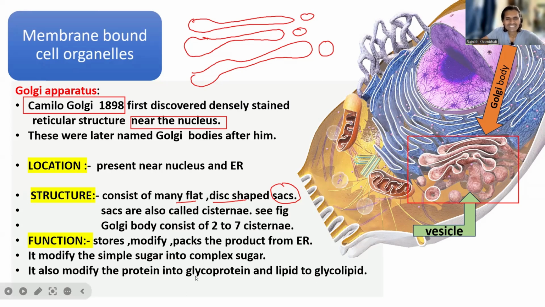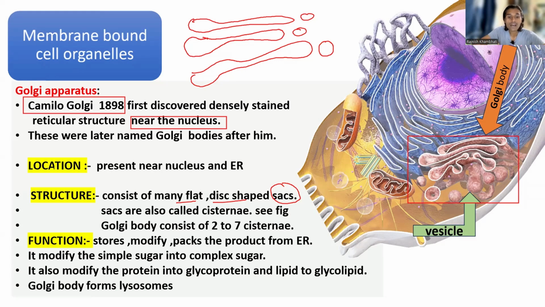Basically these two things: protein to glycoprotein and lipid to glycolipid. Actually, it is adding some sugar to the protein, which is known as glycoprotein. Why do we call it glyco? Glyco means glucose and protein means protein. So when we add glucose to the protein, it is glycoprotein. When we add glucose to the lipid, it is called glycolipid. So you can see sugar is added to the structure. It is a modification of both things.